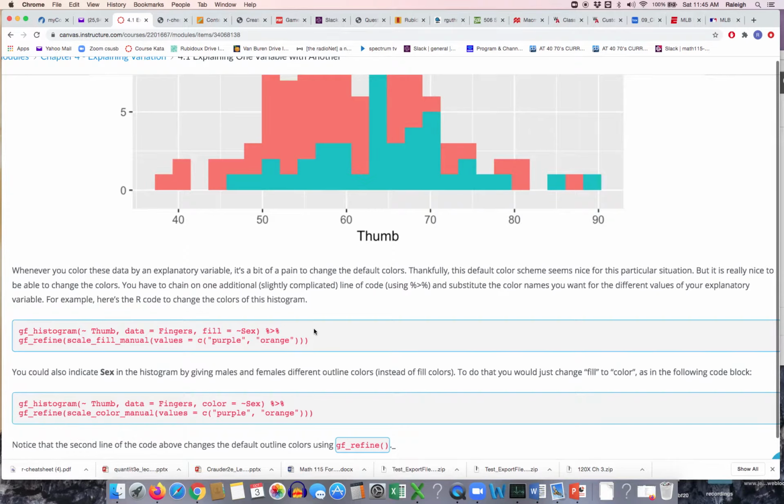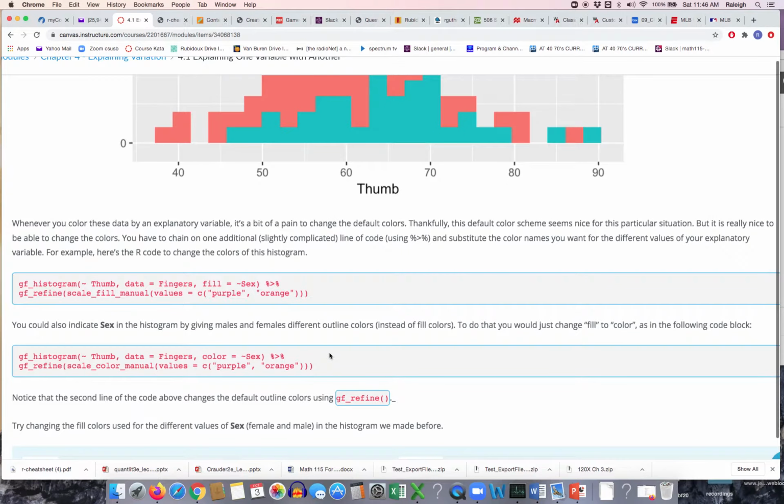You're not really responsible for this, but just in case you did use this for some sort of project or thesis, it could be helpful to pick what you want. So what they've done here is they've got the thumb, the data fingers, and fill with the sex, and then they chain it with the percentages and the greater than, and they have this new command, and it seems like a lot of work, scale fill manual, values of purple and orange.